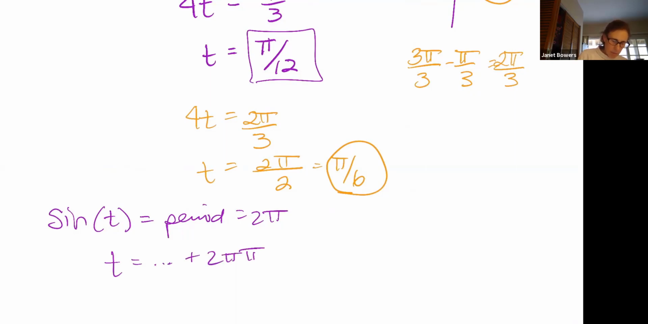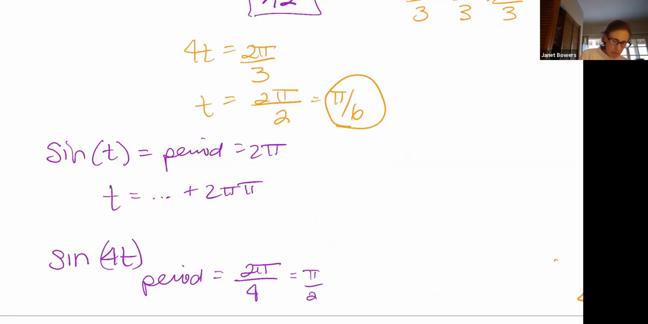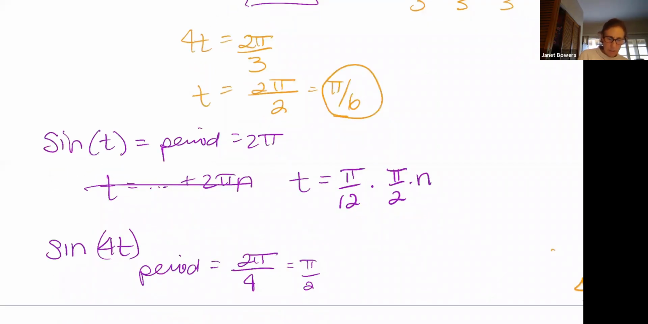However, in this case, we have the sine of 4t. Remember from harmonic motion, the period is equal to 2 pi divided by b, so that'd be 2 pi divided by 4. So now the period is pi over 2. So instead of adding 2n pi, this becomes t equal to pi over 12 plus pi over 2 times n, where n is any integer.